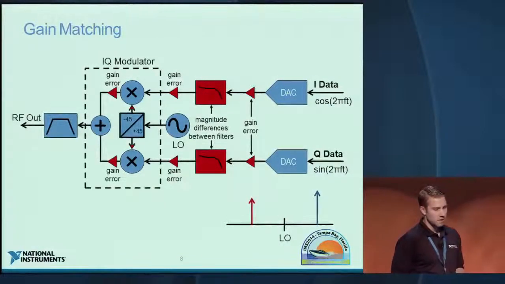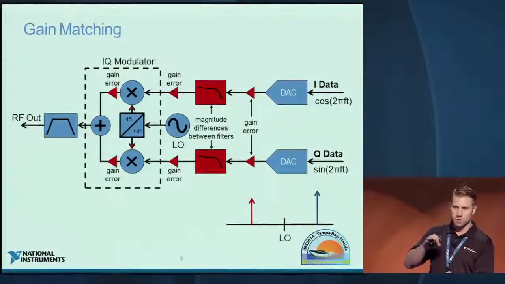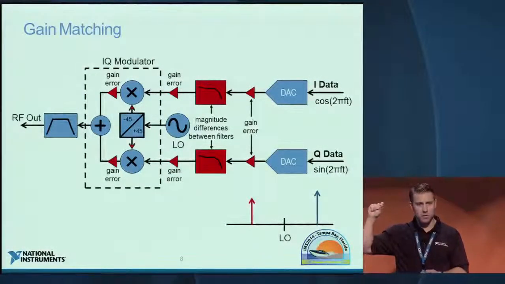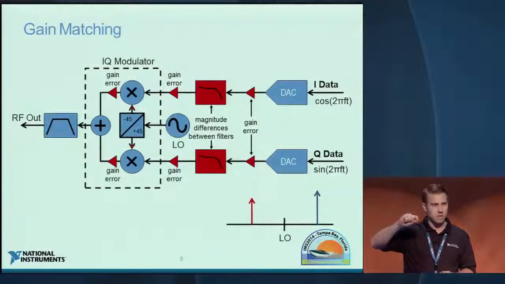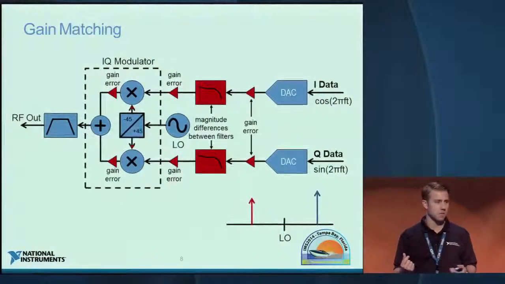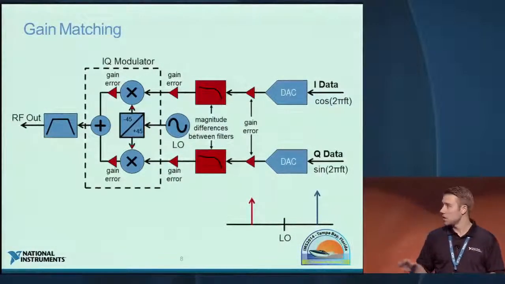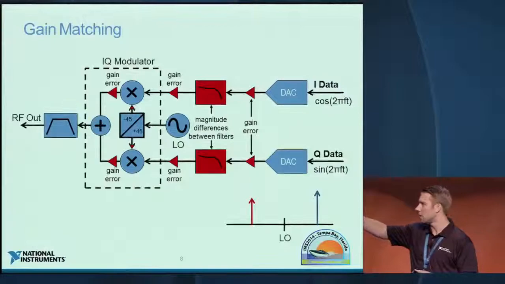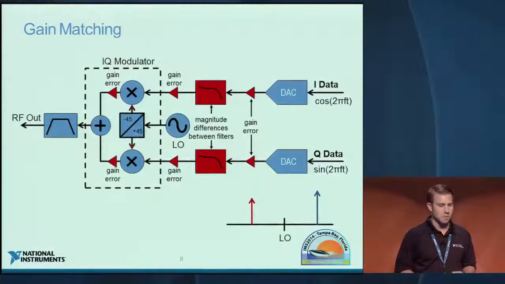The next impairment is gain matching, so differences in gain between your I and Q paths. This can be a manifestation of differences in individual gain stages, amplifiers in each of those paths. It could be differences in the magnitude response of your filters, gain errors as a result of different power levels of the LO signal itself, or different magnitude responses of the modulator itself. And these manifest as a tone at the negative frequency offset of the tone you're trying to generate from your local oscillator, as you can see in this picture.